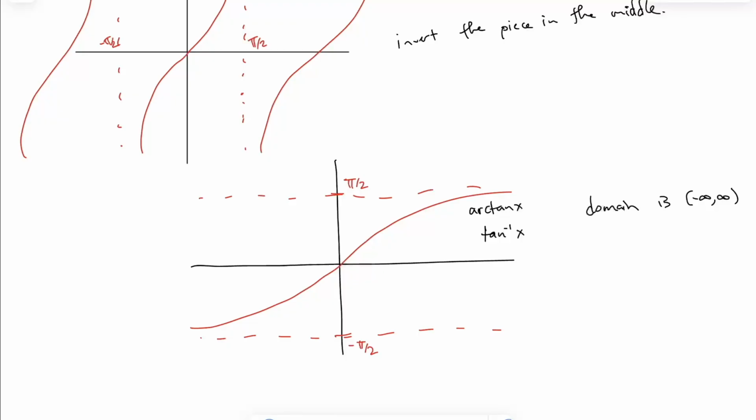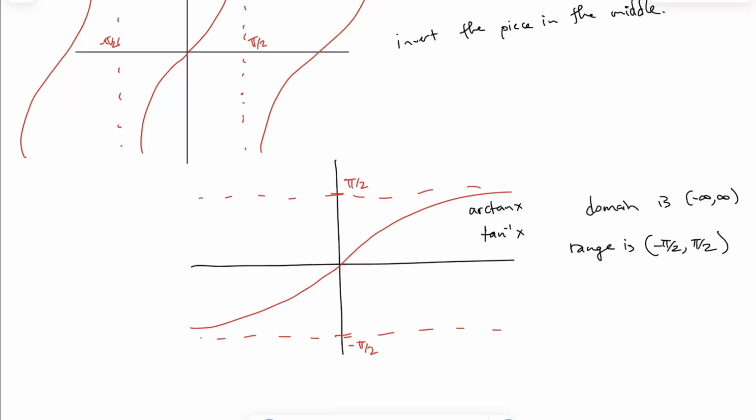Minus infinity to infinity. And it doesn't just stop at a certain point somewhere, right? It is a full-on function of the real numbers. It's true the range is not all real numbers. The range is only that interval there, right? The range is the open interval minus pi over 2 to pi over 2. But that's fine. I don't really mind that the range is not all real numbers.